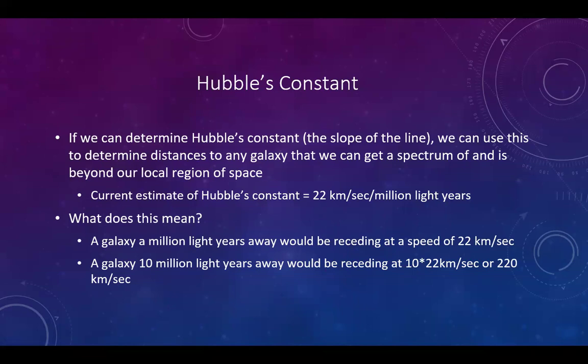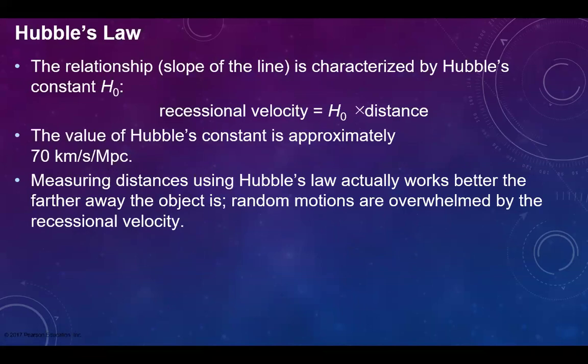So a galaxy a billion light years away would be receding at a speed of 22,000 kilometers per second. A galaxy 10 billion light years away would be receding at 10 times that speed. So if you want to figure out how far away a galaxy is, you measure its redshift, you figure out how fast it's going, and then you divide by Hubble's constant. So yes, the value of Hubble's constant is about 70 kilometers per second per megaparsec, or 22 kilometers per second per million light years. Recession velocity equals Hubble's constant times distance.